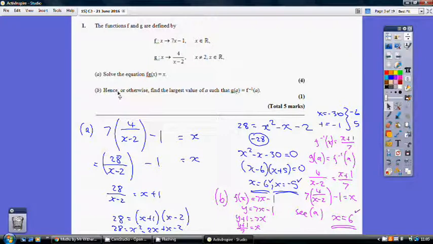Now if you didn't spot the hence method, and you wanted to do it or otherwise, you can obviously just crunch through the algebra. So we first of all find the inverse function of f by changing the subject of the function, giving us our inverse function of x being x plus 1 over 7. Then we set that equaling g of a, and then we basically get back to the same position here. So we're in exactly the same situation as we were for part A. So again we get the two solutions.